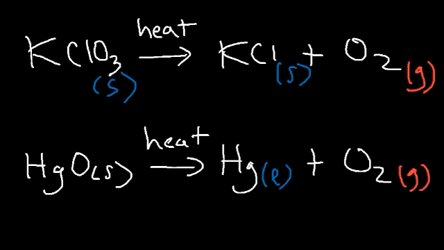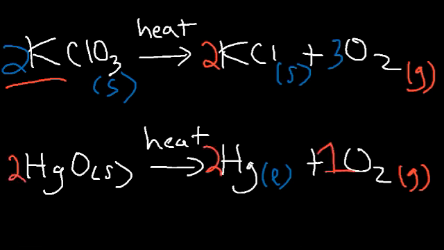To balance the first one, notice that we have 3 oxygens on the left, 2 on the right. The least common multiple of 2 and 3 is 6. So to make them equal, we need to get 6 oxygen atoms on both sides. So we need to put a 2 in front of KClO3 and a 3 in front of O2. So we have 6 oxygen atoms on both sides. Notice that we have 2 potassium atoms, so we got to put a 2 in front of KCl. Now it's balanced. For mercury oxide, all we got to do is put a 2 and a 2, and it's balanced. So we have 2 mercury atoms and 2 oxygen atoms.